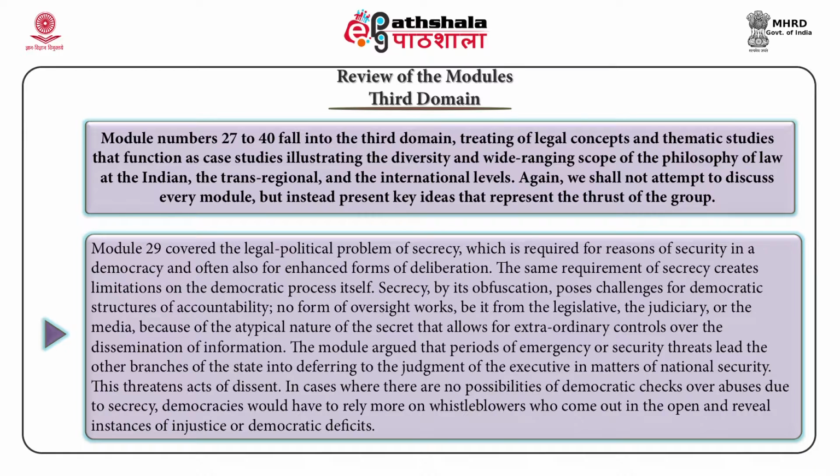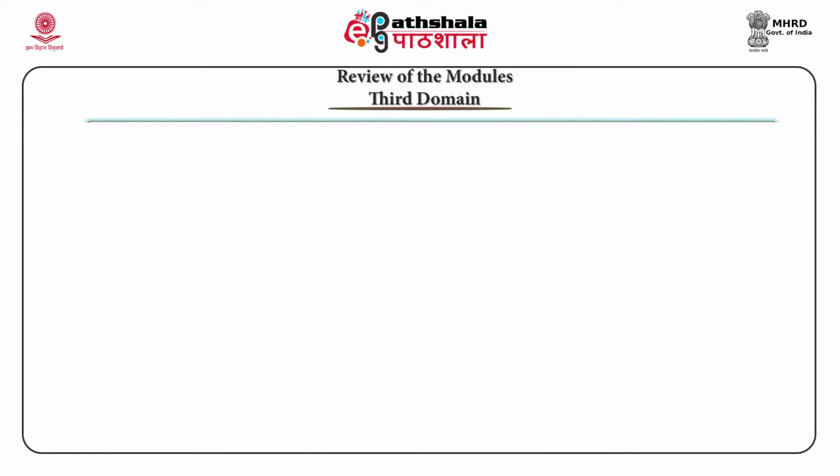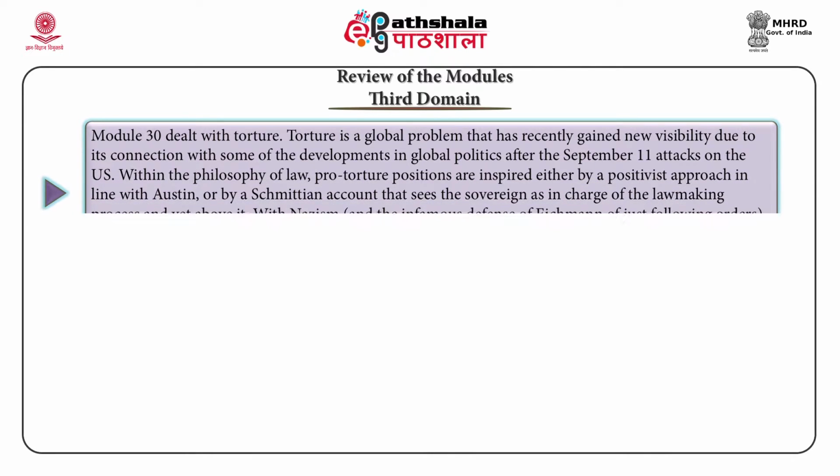So this module argued that periods of emergency or security threats lead the other branches of the state into deferring to the judgment of the executive in matters of national security. This threatens acts of dissent. In cases where there are no possibilities of democratic checks over abuses due to secrecy, democracies would have to rely more on whistleblowers who come out in the open and reveal instances of injustice or democratic deficits. So this module also discussed certain cases of whistleblowers and how to think about them in relation to the philosophy of law. Module 31 tackled the problem of Dalit human rights.